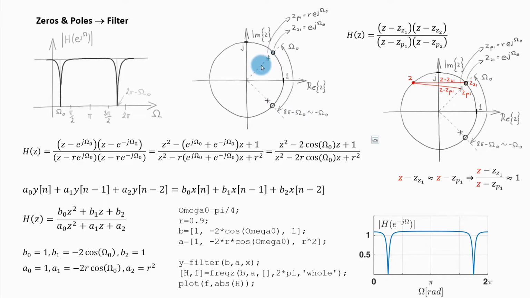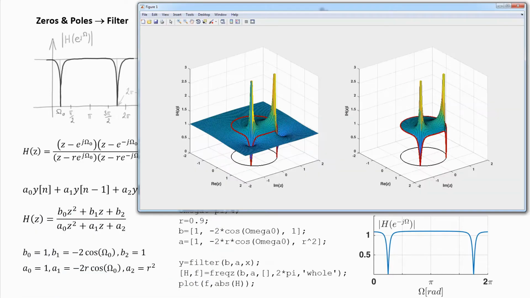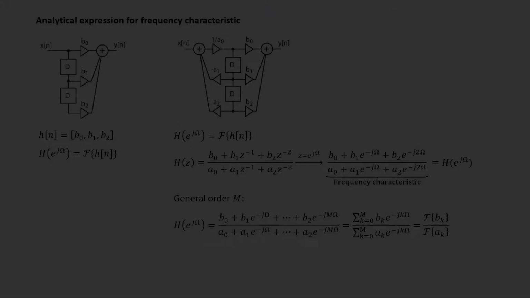By the way, if you were wondering what the shape of the transfer function looks like in 3D, this is what it looks like. Here are your zeros, and here are your poles. And the red line corresponds to the amplitude frequency characteristic. So this is how you can use the connection between the zeros and poles and the amplitude frequency characteristic to design digital filters.